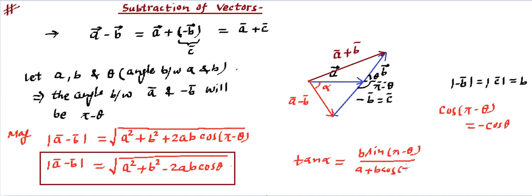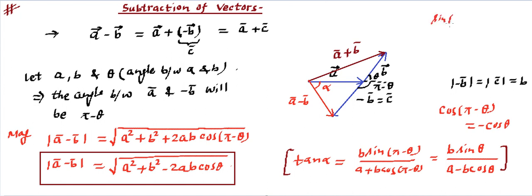So this will become equal to b sine theta, because there is a rule: sine of pi minus theta is sine theta. So it will become b sine theta divided by a minus b cos theta. Using this formula we can find out the direction of the difference vector, that means a minus b. So here what we have used is the mathematical relation that sine pi minus theta is equal to sine theta.